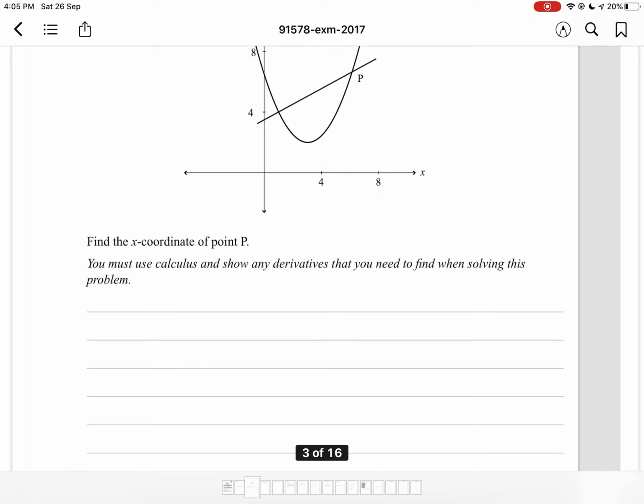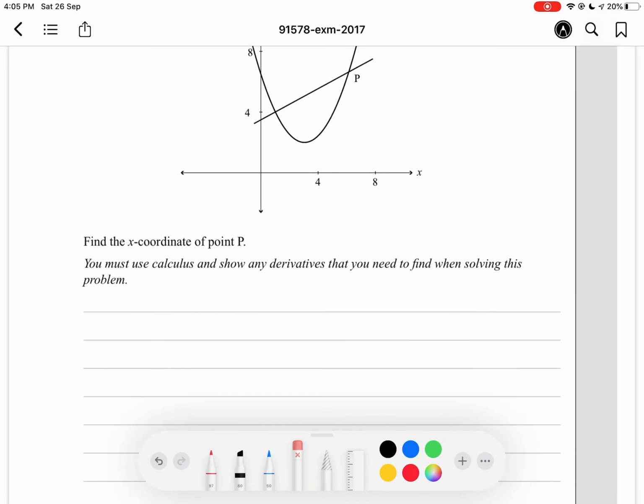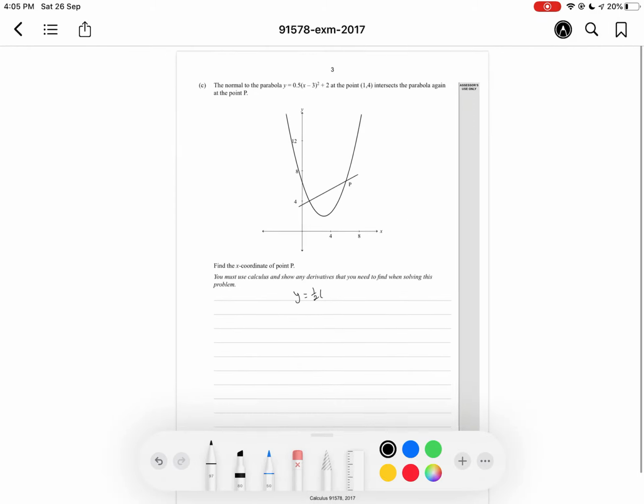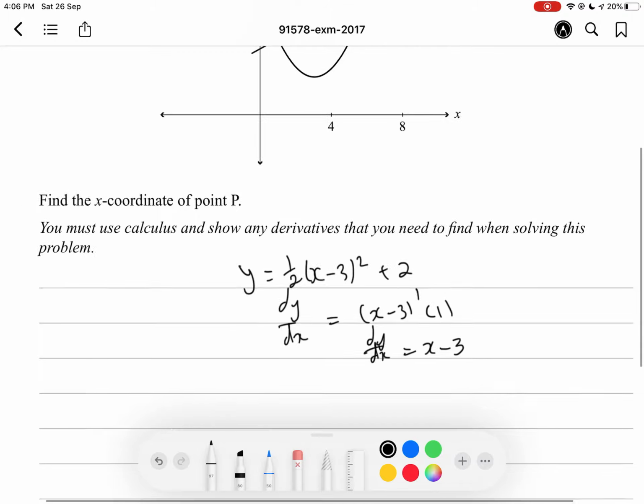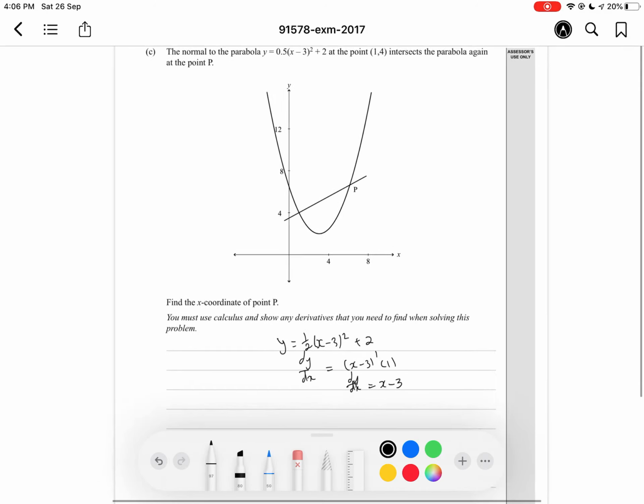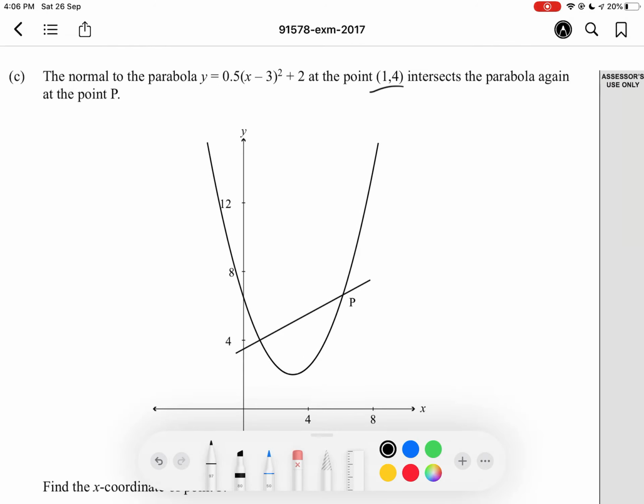All right, so we have y equals 1/2 of x minus 3 squared plus 2. In this case, we can use the chain rule. So dy over dx equals 2 times 1/2 equals 1. So it's x minus 3 to the power of 1 times the derivative of the inner function. The derivative of x minus 3 is just 1, and the derivative of 2 is just 0. So dy over dx equals x minus 3. And we're going to substitute the point 1, 4, because we know that that is where our normal intersects the parabola.